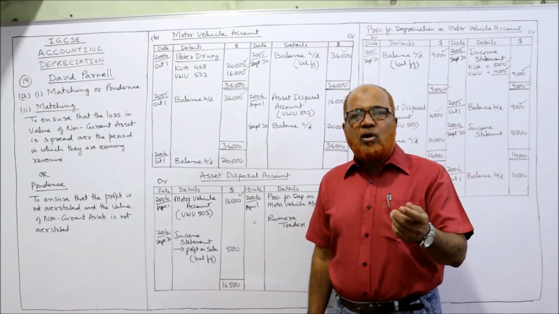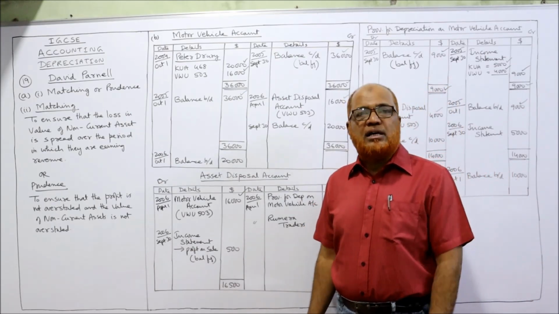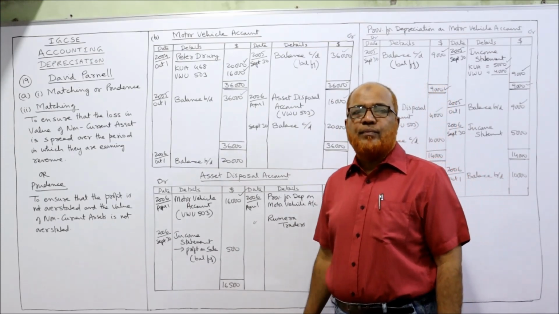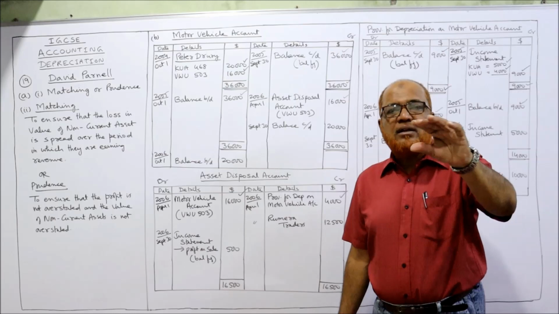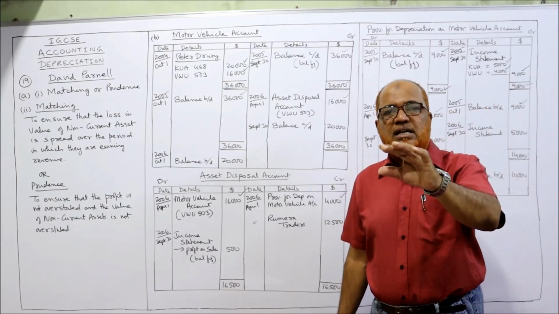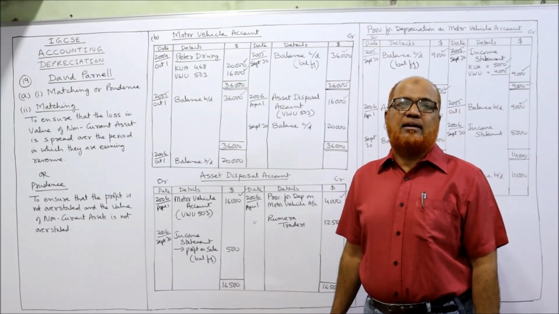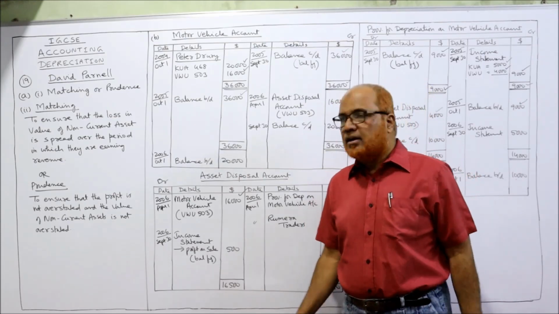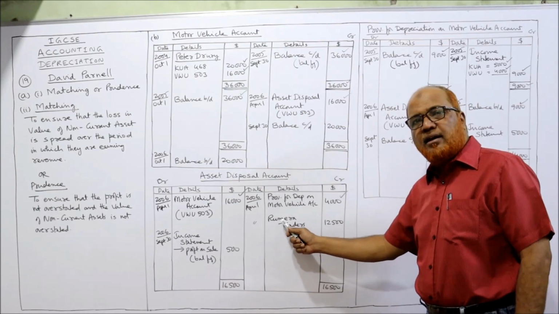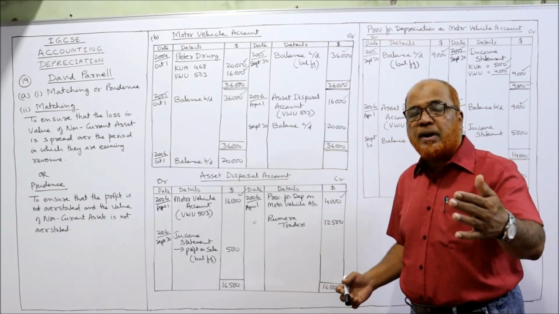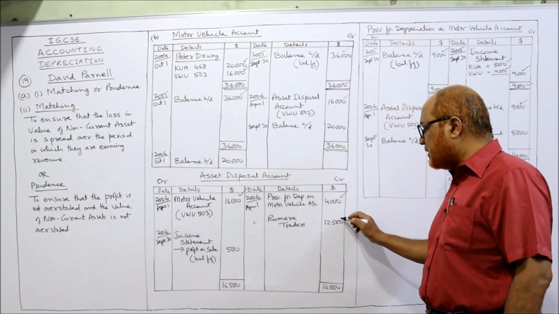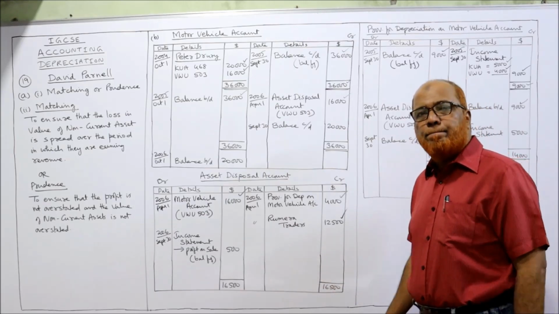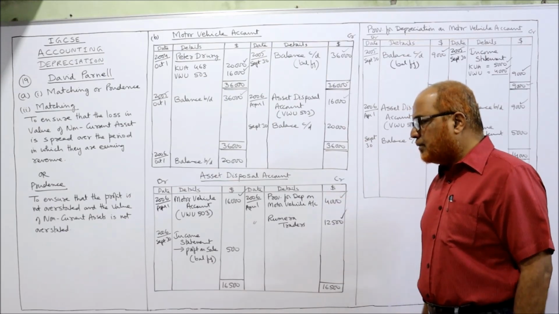Now the third entry will be the sale proceeds. We are not selling for cash, we are selling on credit. To whom are we selling on credit? Rumera Traders. So the entry will be Rumera Traders account debit, asset disposal credit. So on the asset disposal account credit side, Rumera Traders. At what price is it sold? It is sold for 12,500.